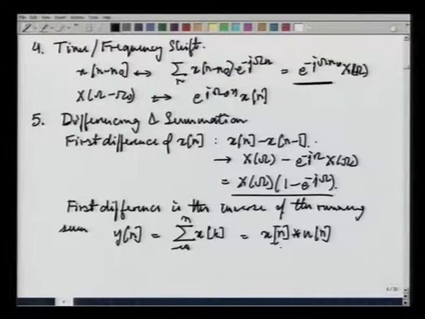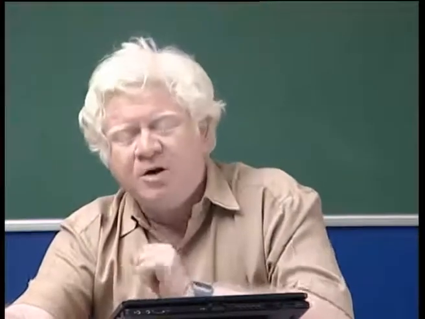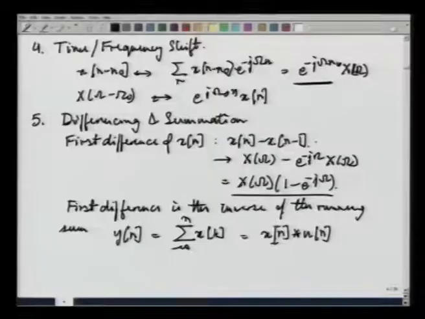So, in order to evaluate the Fourier transform of the running sum, Y of omega, we first have to evaluate the Fourier transform of the unit step. Once we have it, we just need to multiply it, as will turn out later on when we do the convolution theorem. It is just multiplying the Fourier transform of u of n with the Fourier transform of x of n. But let us first find out the unit step and its Fourier transform, or DTFT.